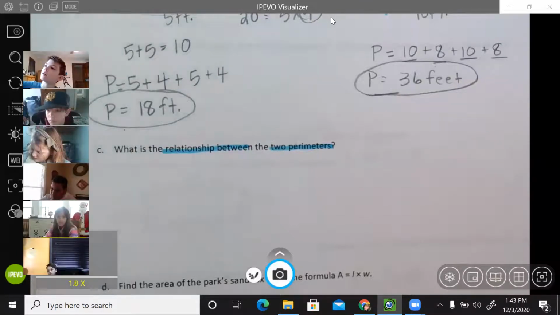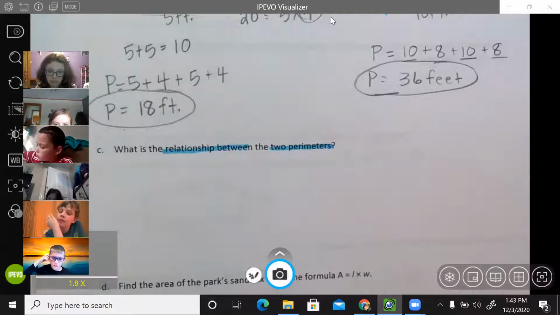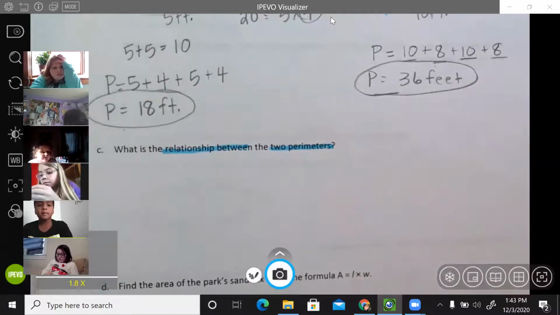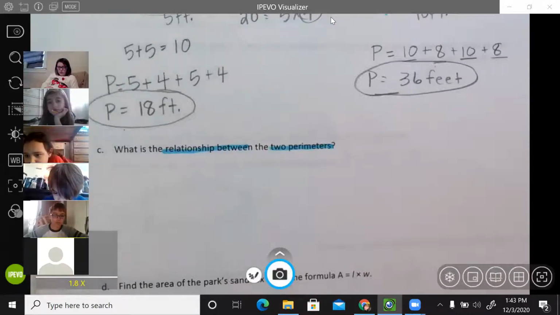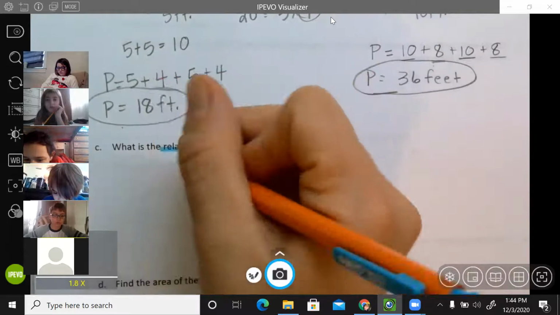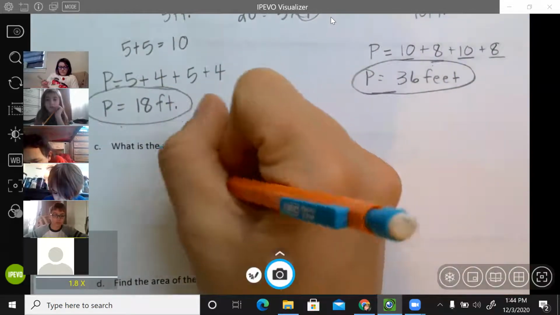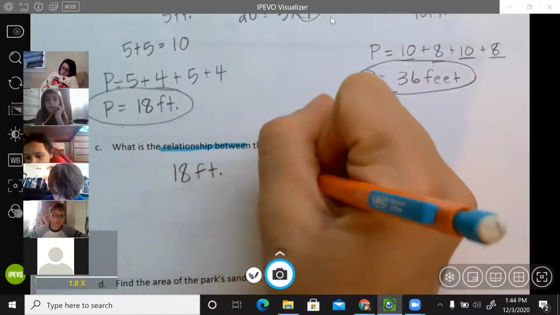Look at letter A and letter B. We just found both of those perimeters. What are they? Talk into the microphone. Maria, do you know what the two perimeters are that we just found? The two perimeters are 18 and 36 feet. Okay, so we have 18 feet and 36 feet.